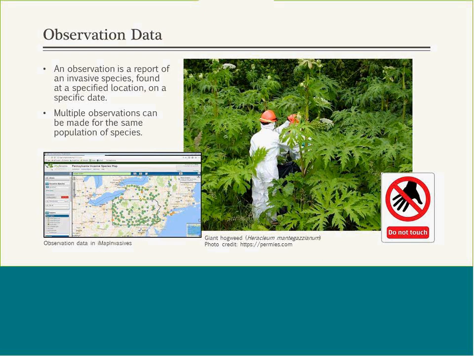Multiple observations can be made for the same population of a species. Maybe you have a whole acre of land and there's a lot of, in this picture, giant hogweed. Hopefully that isn't the case because it's a noxious weed, but maybe you have a lot of plants comprising a large population and you want to make multiple observations to indicate that size. You can do that, or you can just enter one observation. Either way is fine. It's up to you what you want to do.